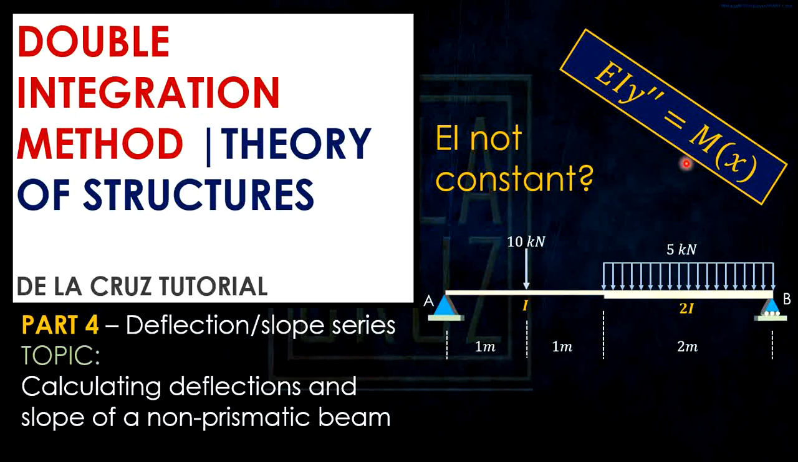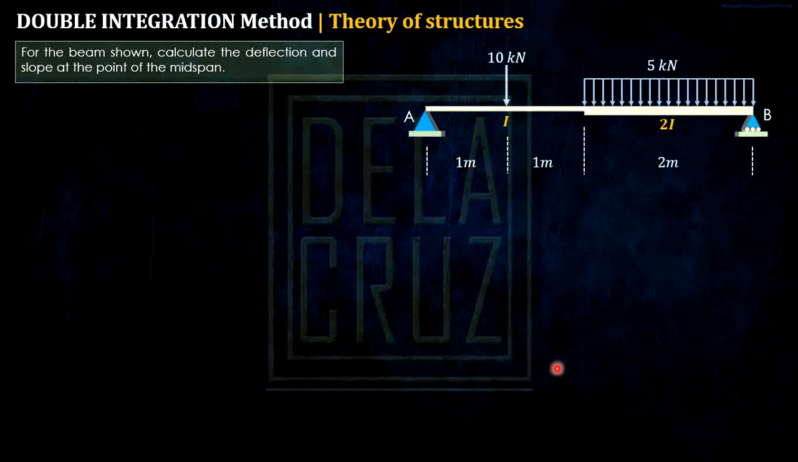And in this video, we will solve again this problem using the double integration method. This problem has different inertias, or the beam is not prismatic. We solved this using the area moment method in part 3 of this series. You can watch that first, then after that we'll watch this using the double integration method. So let's start. Again, calculate the deflection and slope at the point of the midspan. This is definitely here at the midspan.